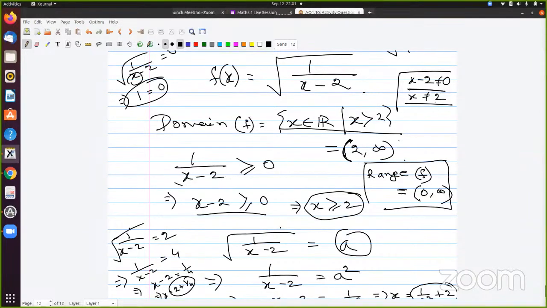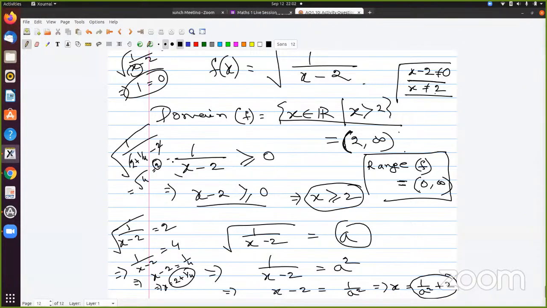You substitute 2 plus 1 by 4 here: 1 by 4 minus 2 ... the 2s cancel out, so this is the square root of 4, which is 2. Is it clear? Yeah, got it. So this is my input; you give me this input, I will get A as my output, where A is any positive real number. Is it clear?